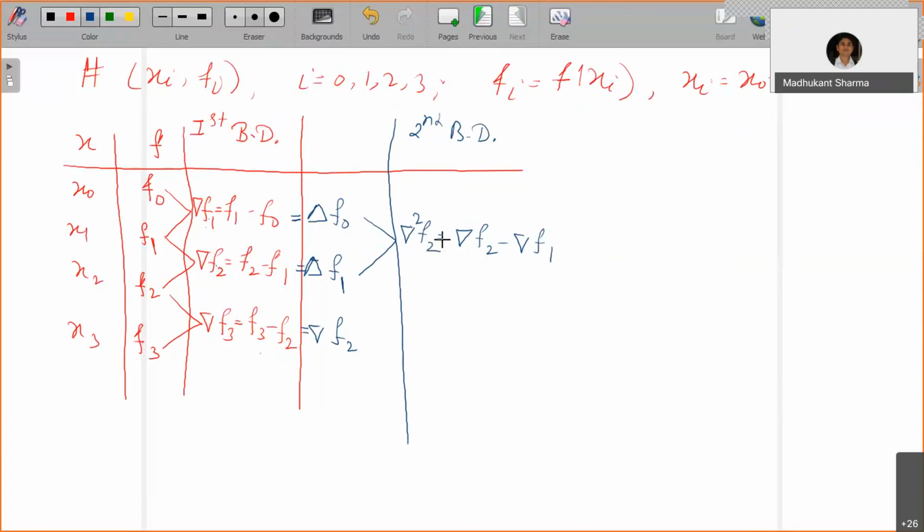And which you have seen in the forward difference table. This is going to be F2 minus 2F1 plus F0. So that is the same as the forward difference, second forward difference of F at X0. Okay, right. Similarly for this case, you have here delta square F3, that is equal to delta F3 minus delta F2. And if you go and check, this is going to be delta square F1.